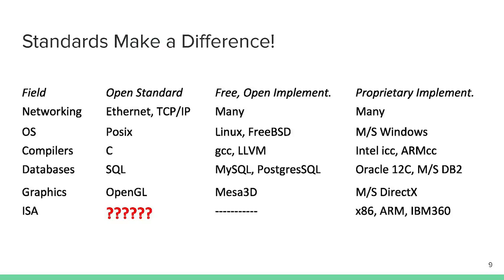So for example, Intel has a compiler that will make sure that C code compiles really well to run on an x86 processor. And ARM does the same thing to make sure that their stuff runs really well on ARM processors. And they don't really want the other side to see the cool tricks that they're doing, so those are proprietary implementations. Similar with databases and graphics.